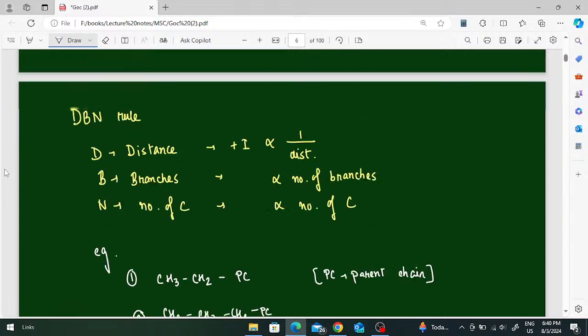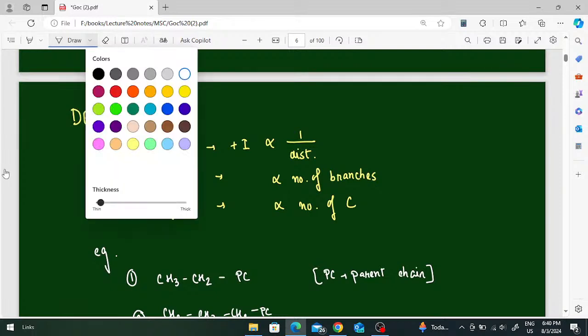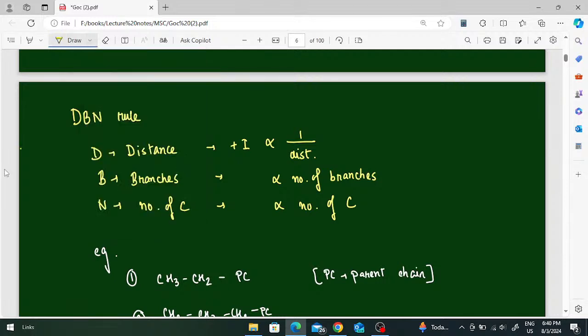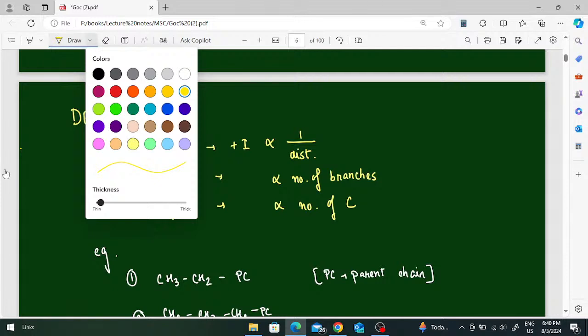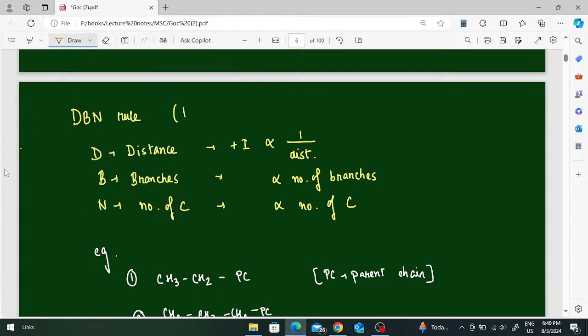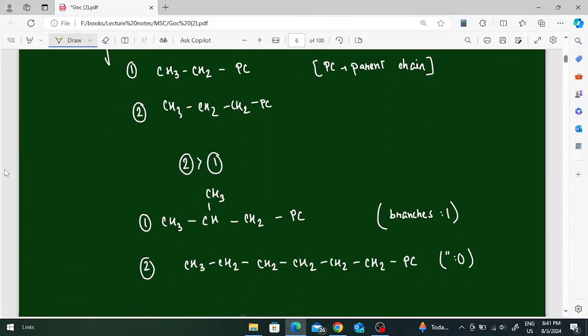So according to the DBN rule, distance is important over B, and B is important over N in terms of priority.